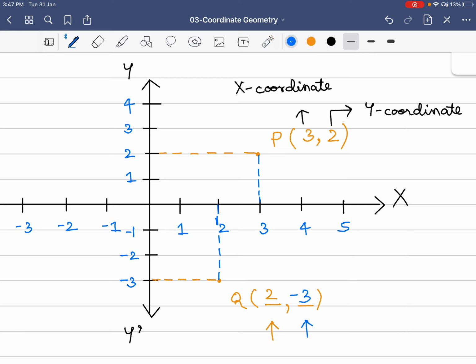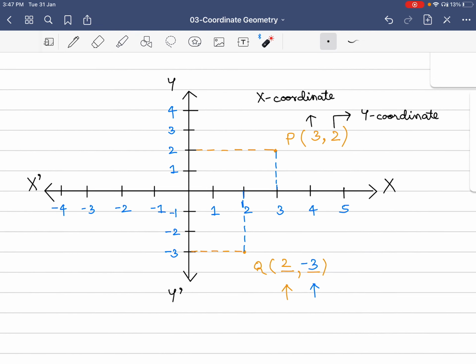Again, what does the negative sign indicate? The negative sign indicates that it is the lower half of the y-axis. So 2 comma minus 3 are the coordinates of this point Q. So in this fashion, you can put any point on this whole Cartesian plane, and we can uniquely determine the value of that point using this x and y coordinate system.